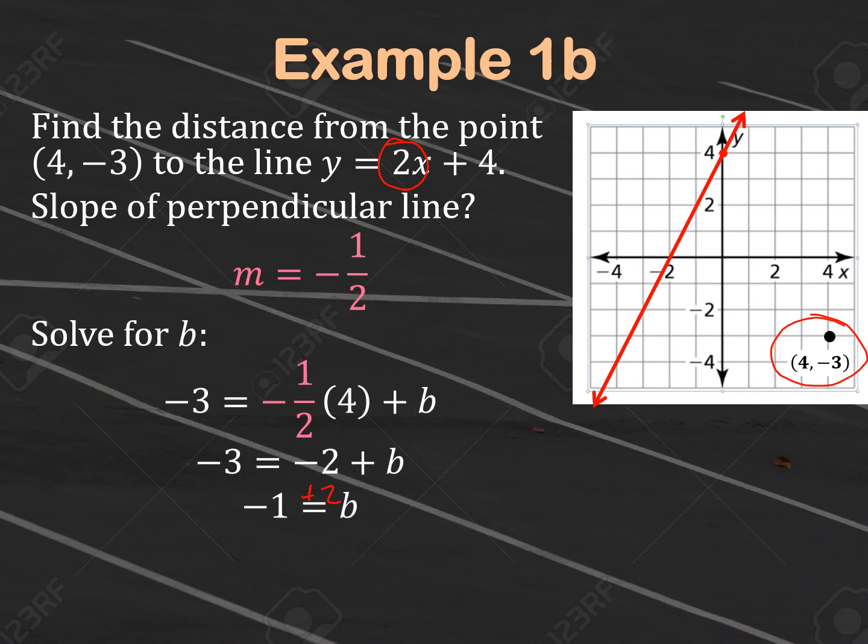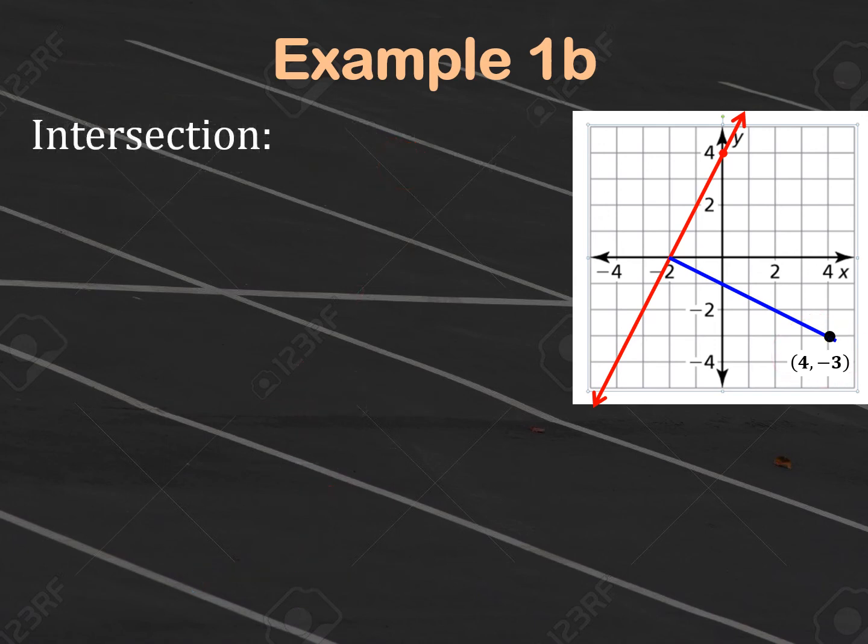So the equation of the line has a slope of negative 1/2 and a y-intercept of negative 1, which is y equals negative 1/2 x minus 1. So if you start at negative 1 and you go down 1, right 2, there's your line. Now notice that the blue line is perpendicular from 4, negative 3 to the red line. Your goal is to eventually find the length of that blue segment. Step 2 is to find where the two lines intersect. Now you can see clearly on the graph that they intersect at negative 2, 0.